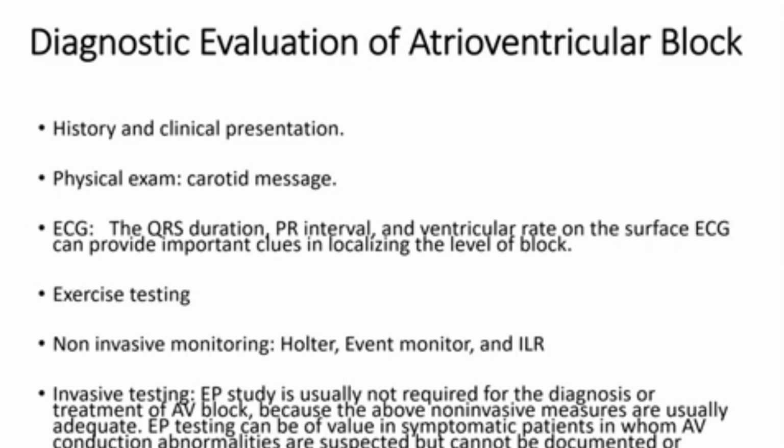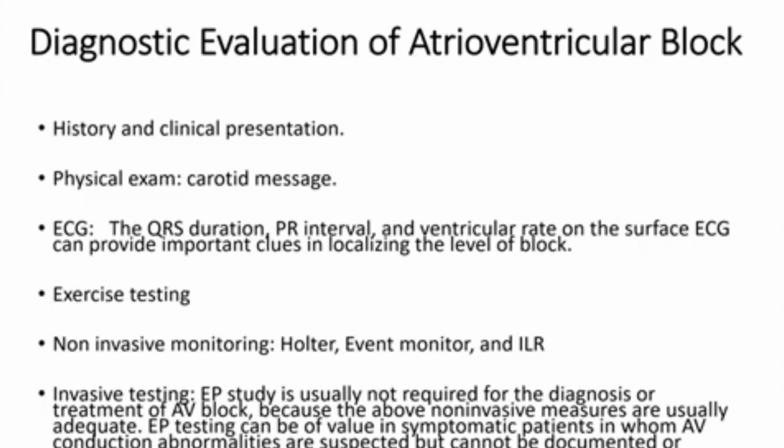How do you evaluate for AV block? You need to have a very good history. Some diseases, like Lyme disease, for example, is an infection where you say, oh, it's a tick bite and recovered. And for the clinical presentation, did the patient present with syncope? Did the patient present with extreme fatigue, out of breath, and a very faint pulse? It will change your management.